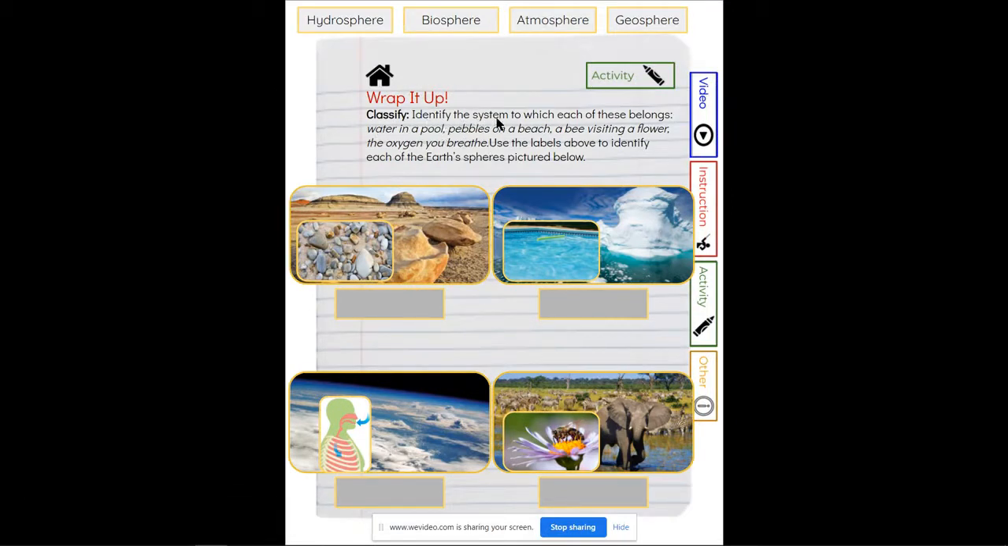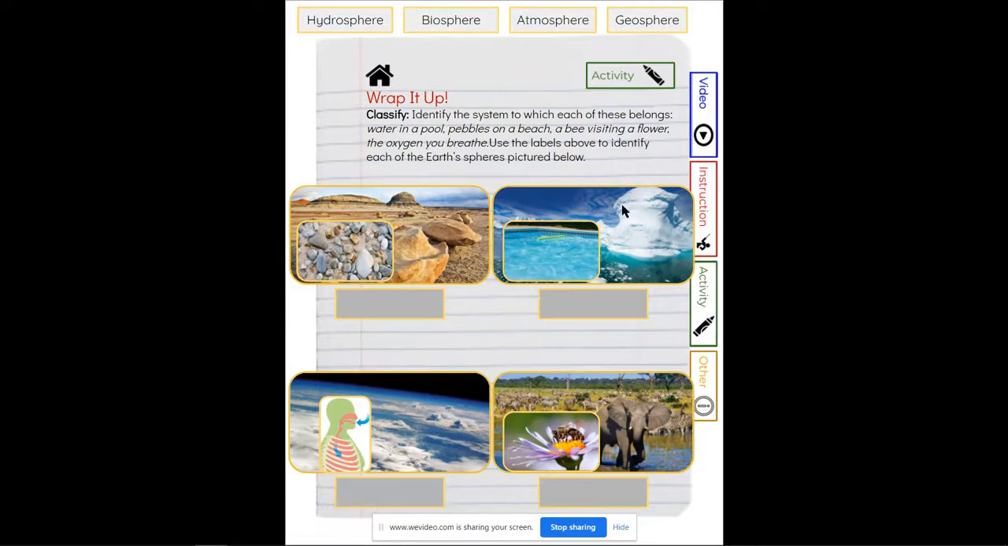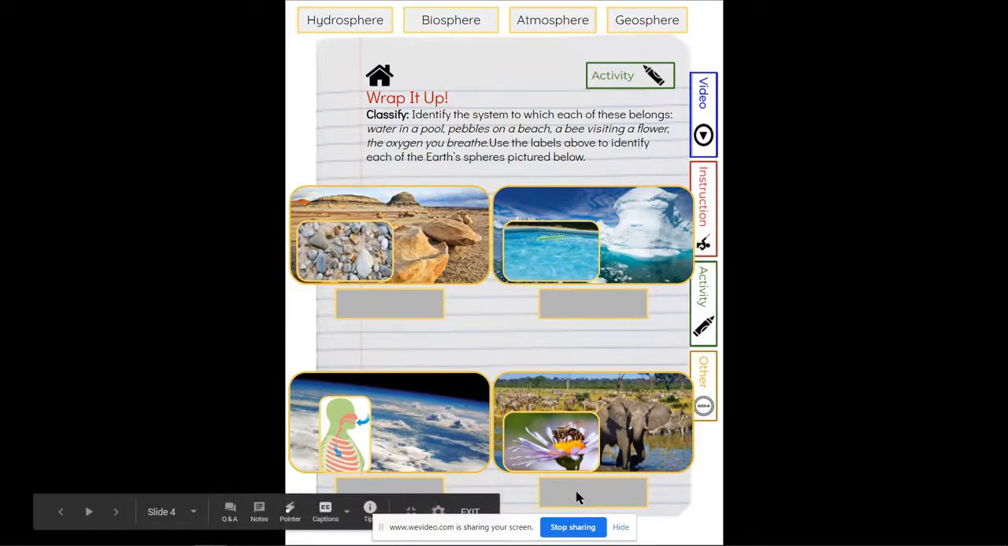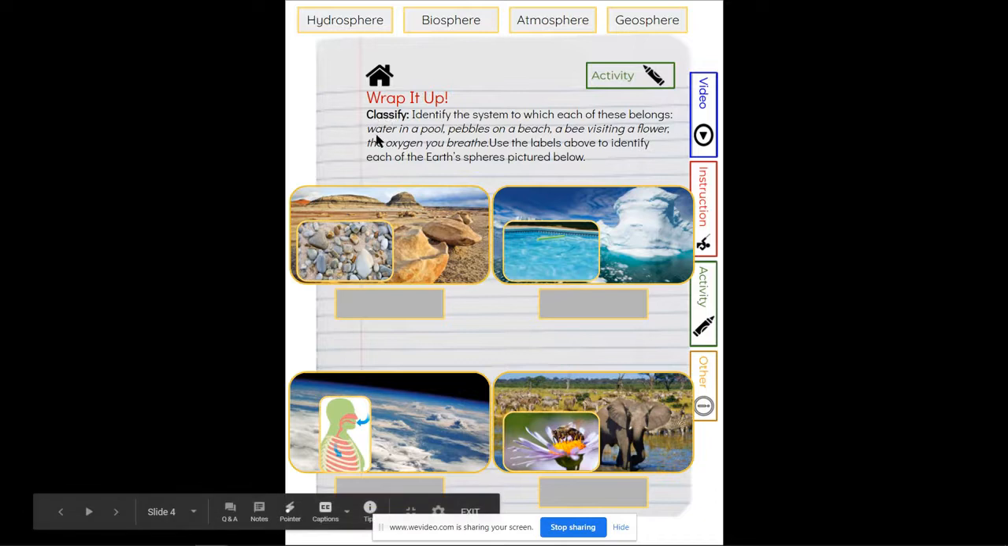So here in the wrap it up, you have to classify. You need to identify the system to which each of these belongs. So we have water in a pool, pebbles on a beach, oxygen you breathe, and a bee visiting a flower. You'll just use these labels up top and match them down below to whichever of our Earth systems you feel it matches. You're classifying there.